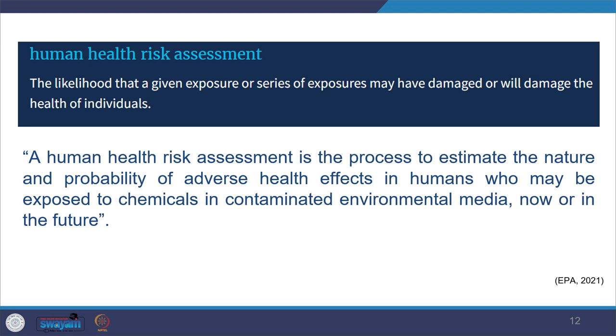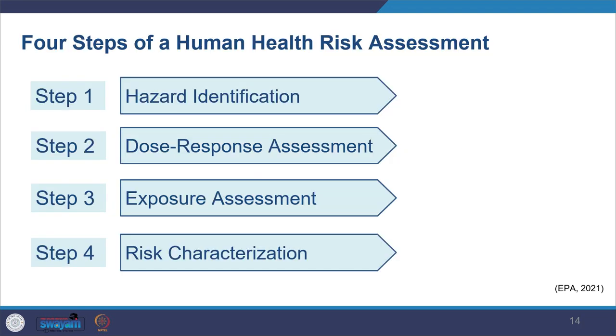So what nature of impact will happen, and what is the probability that that impact would happen on your health? Especially when we are dealing with human health risk assessment, it is more focused on chemicals, contaminants in the environmental media. So broadly speaking, human health risk assessment has four steps, which begins with planning.